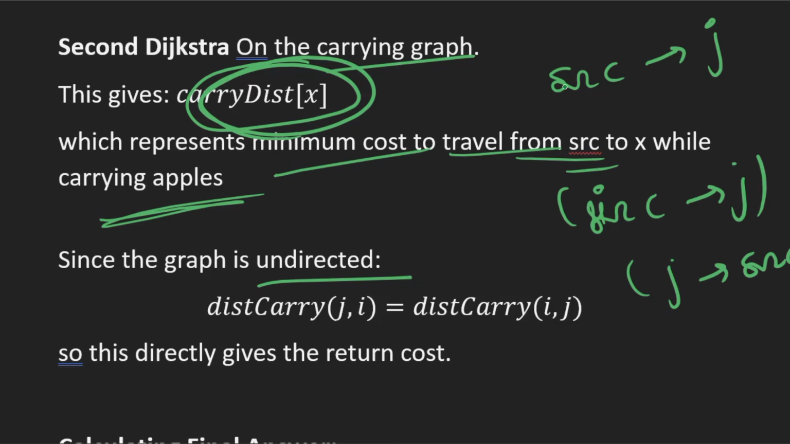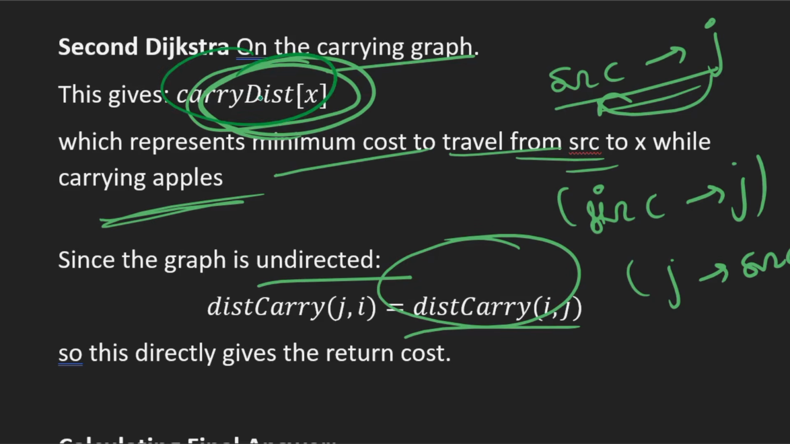So here we have calculated source to j. The distance from source to j or j to source, both will be the same, right? That's why we'll be using this carry distance directly in the second thing, right?